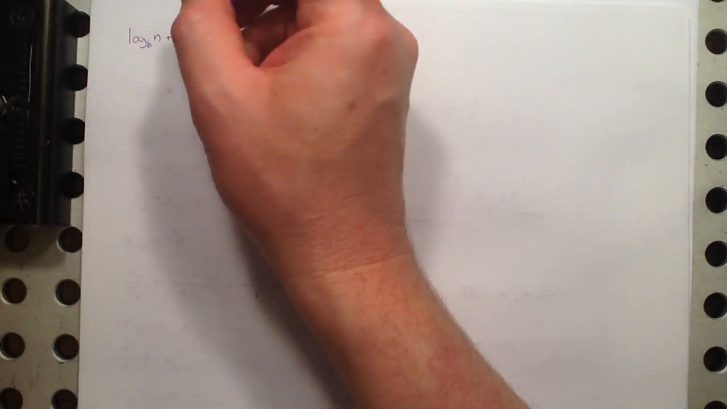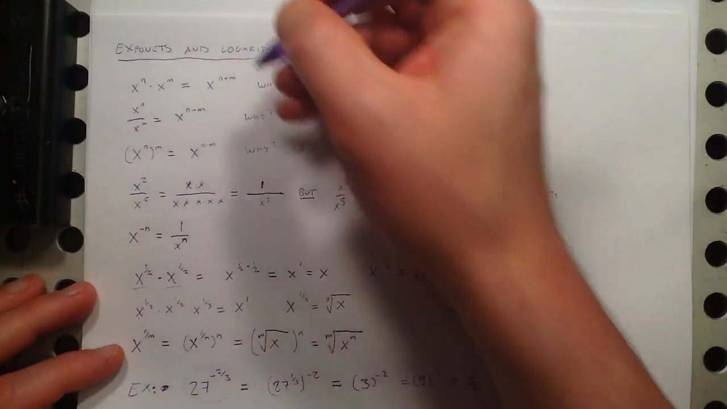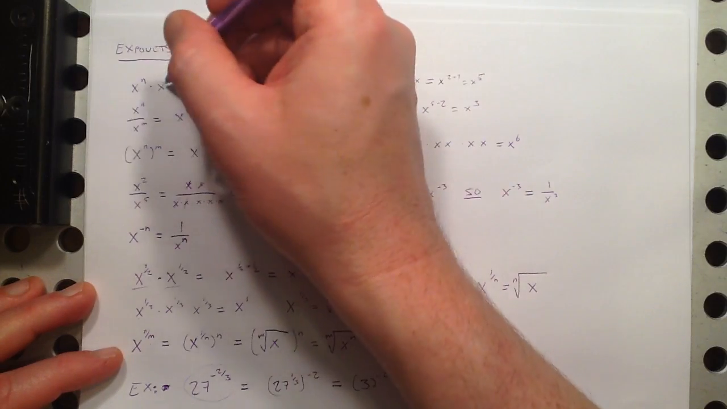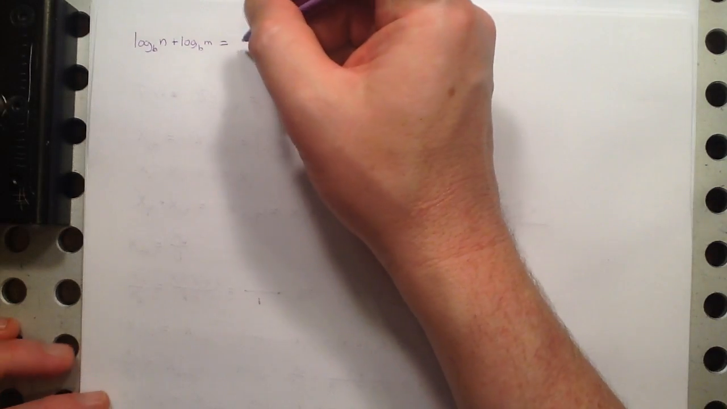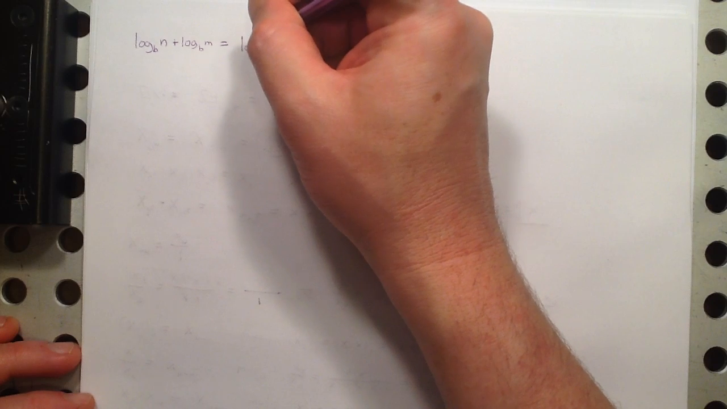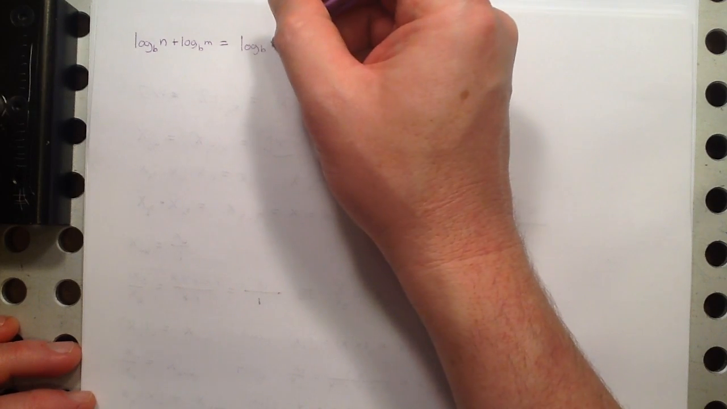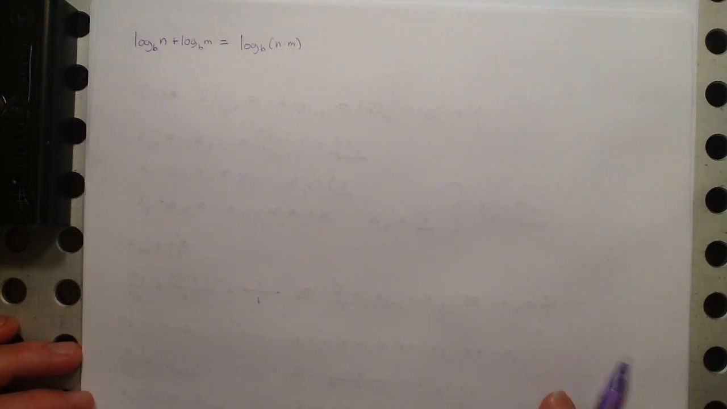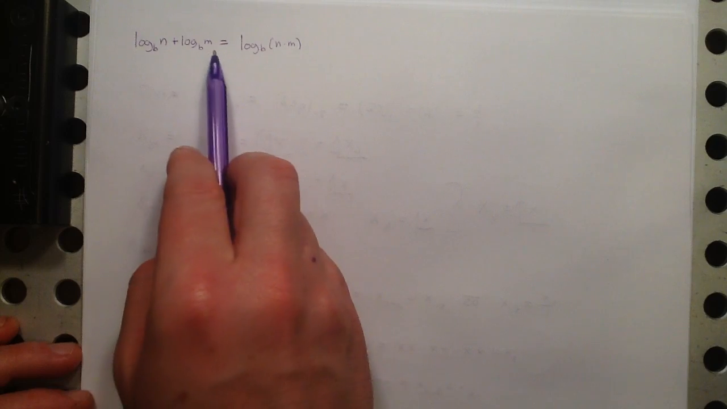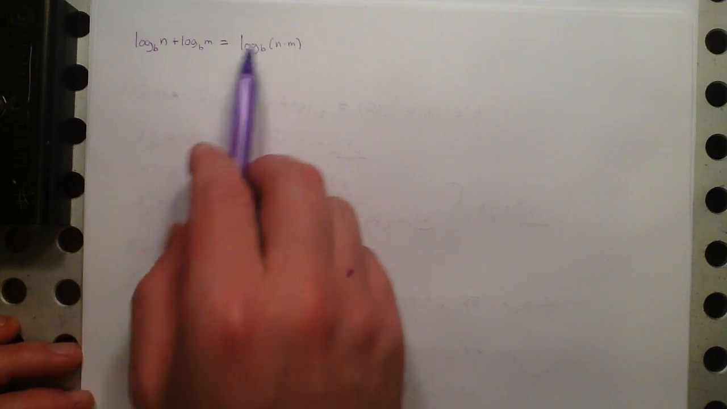Well, if you remember, logarithms are exponents. So adding exponents, if you look back, these are all very closely related to here. When do you add the exponents? Well, when you're multiplying. So that's the same as log base b of n times m. And that works, of course, equality is a two-way street, so you can go either way there.